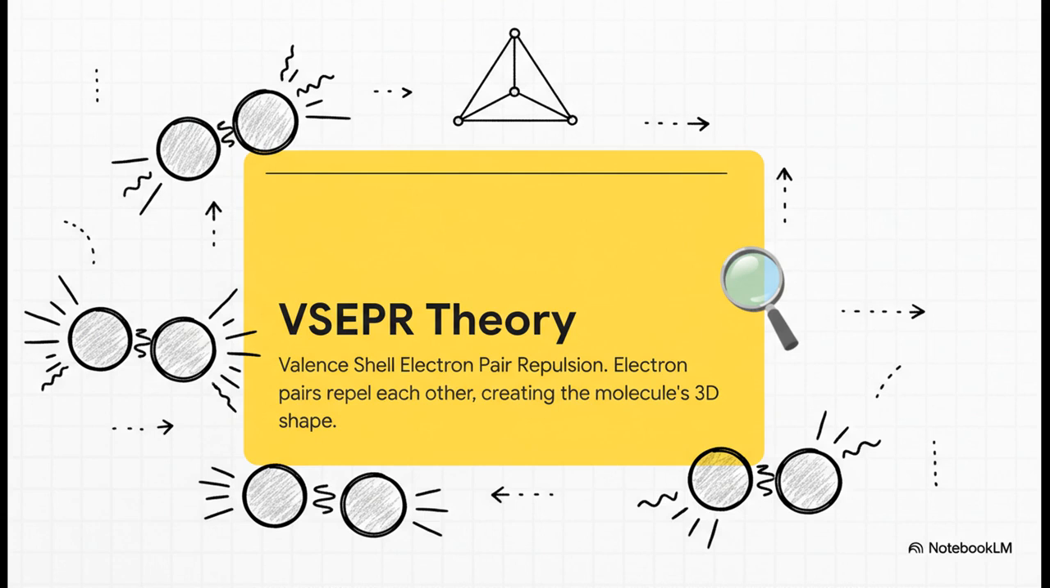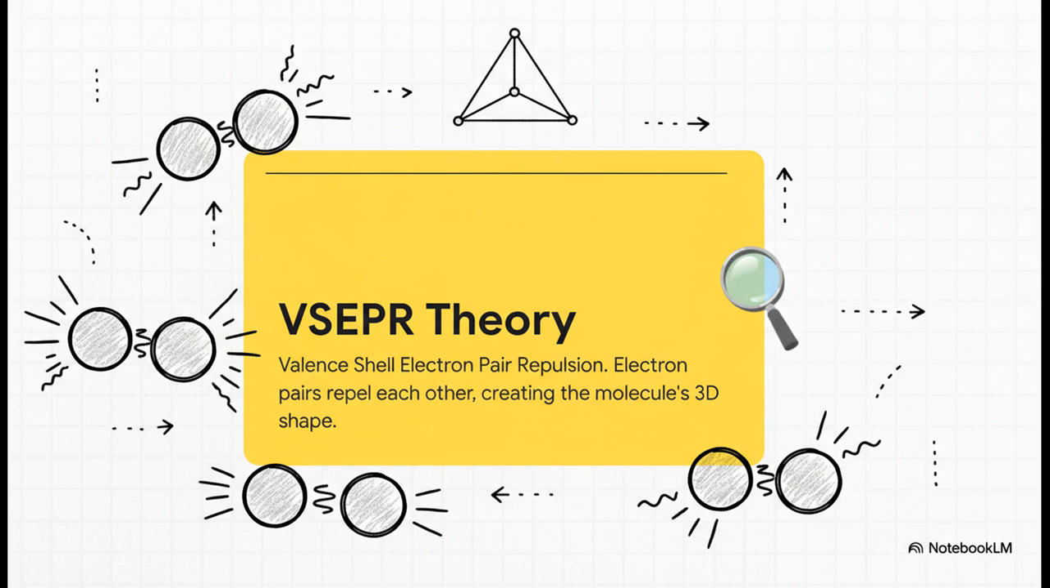So what forces it into that shape? It's an idea with a long name, but a beautifully simple concept: VSEPR theory. It stands for valence shell electron pair repulsion, and it means exactly what it sounds like. All those electron pairs around the central atom are negatively charged, so they repel each other. They push each other away as far as possible, and that pushing is what creates the molecule's final 3D shape.